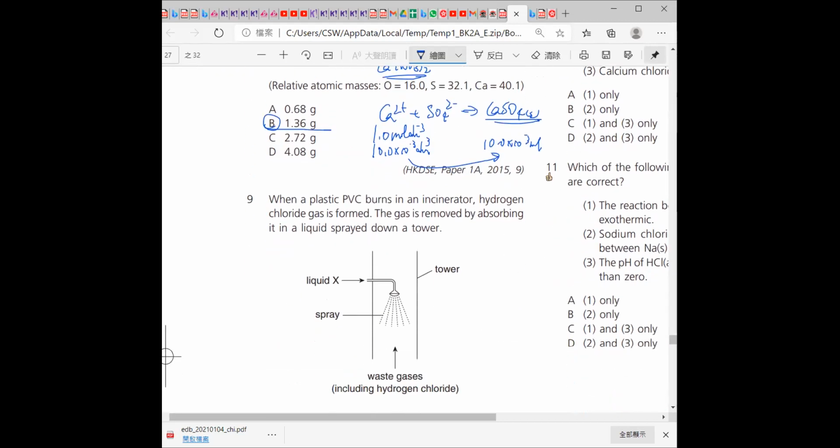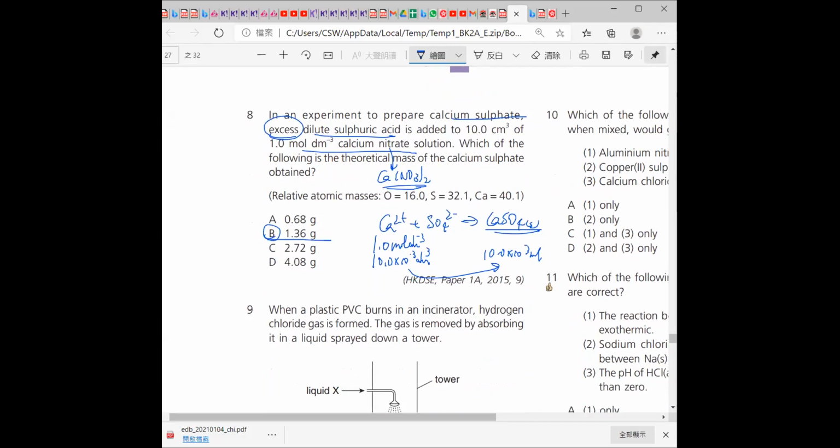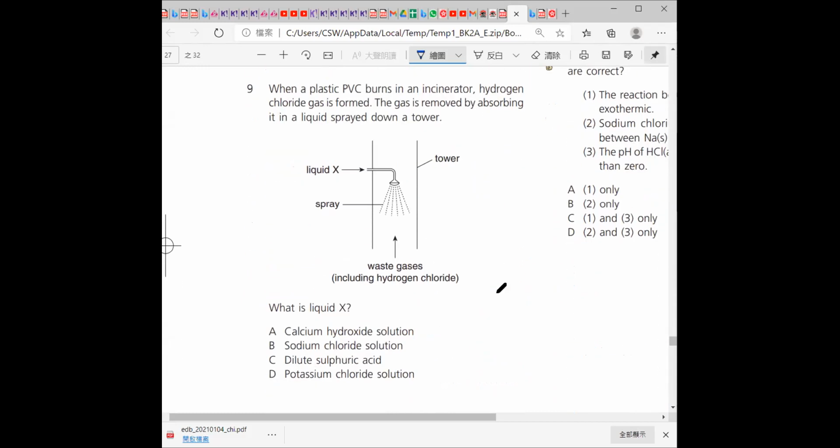How about number 9? What is that? It is a spraying function, we call it scrubber, and some exhaust gas will move upward. And what is liquid X? So you may see this one as an exhaust gas. You need to deal with the exhaust gas by using something alkaline. A is a better choice. The answer is A. Question 10.